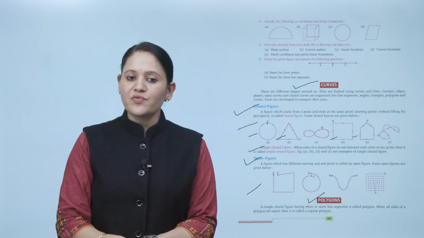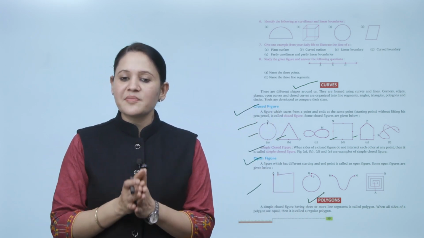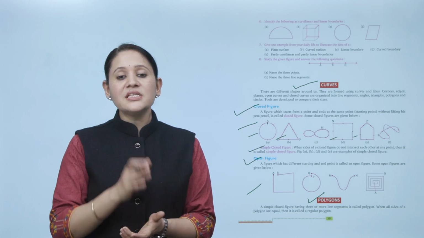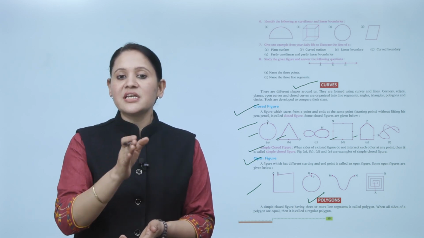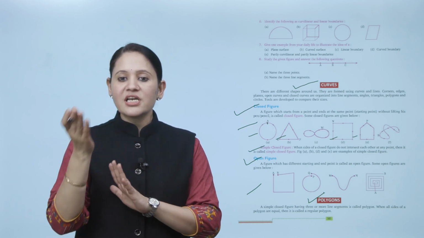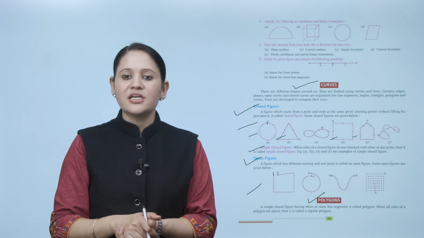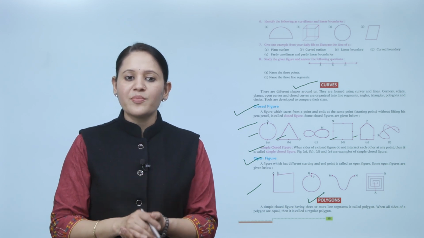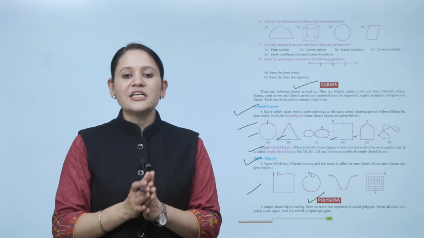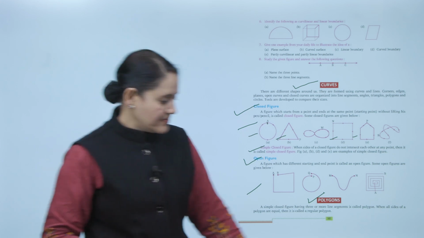Next is polygons. A simple closed figure having 3 or more line segments is called a polygon. Means a closed figure that is made up of 3 or more line segments, that is known as a polygon. When all sides of the polygon are equal, then it is called a regular polygon.